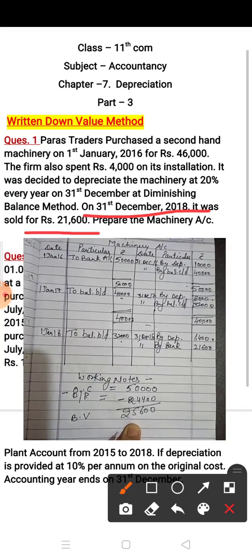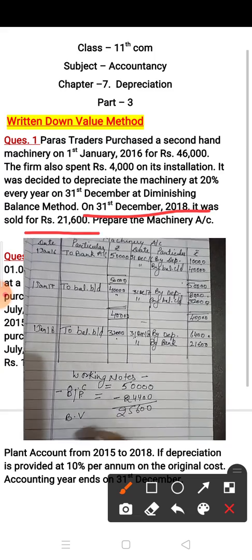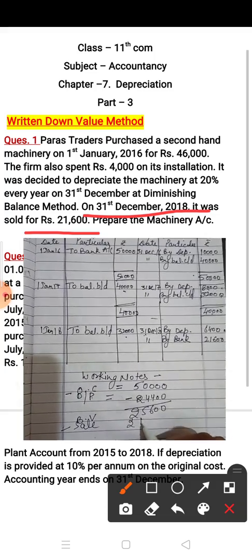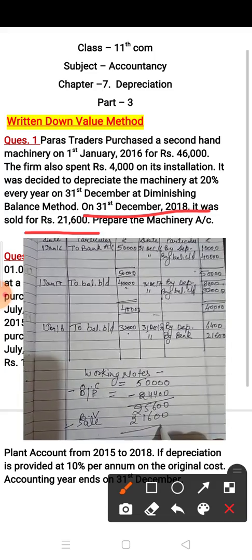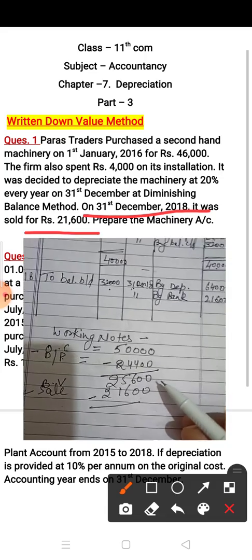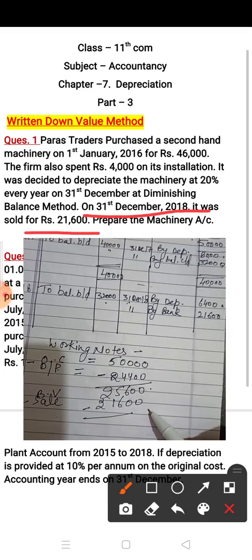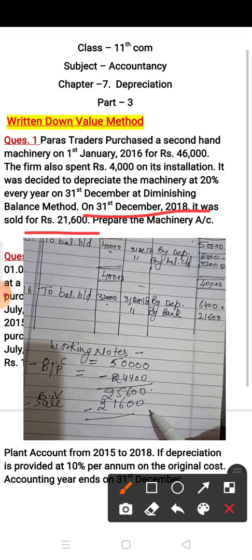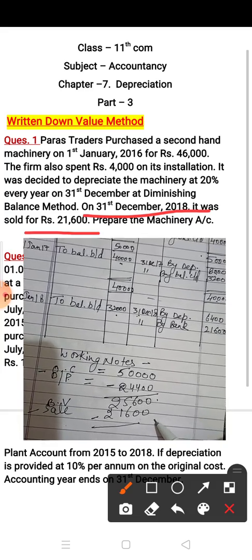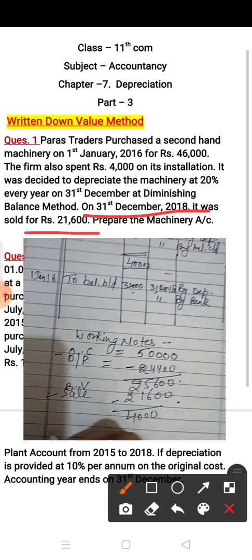After the useful years, you can sell the machinery. Okay, so this is the book value. But you have sold the machinery for rupees 21,600. So do you have a profit or loss? Now you can see, at this value you could sell the machinery, but you have sold it for rupees 21,600. So is it a loss or a profit? It is clearly visible, the 4,000 loss.